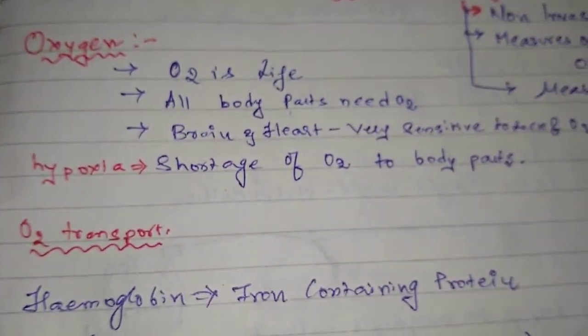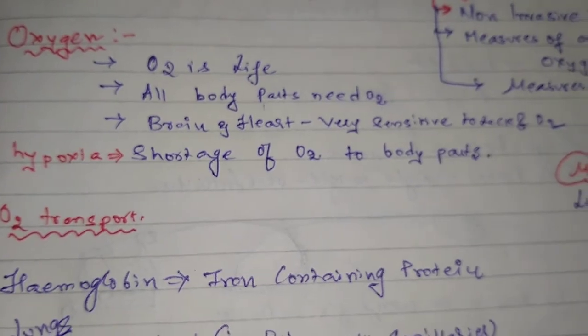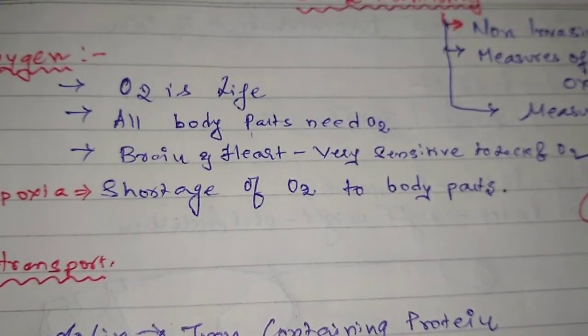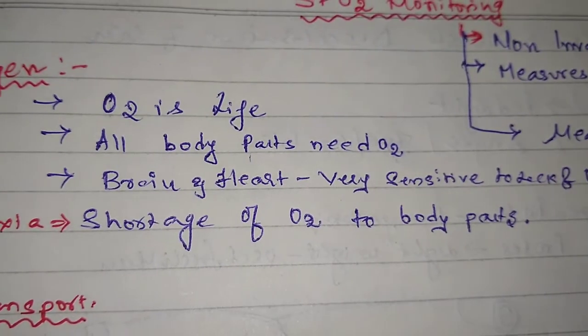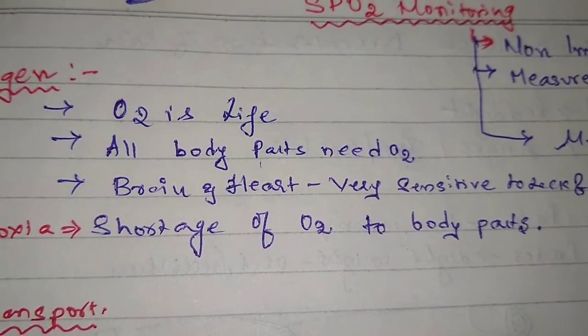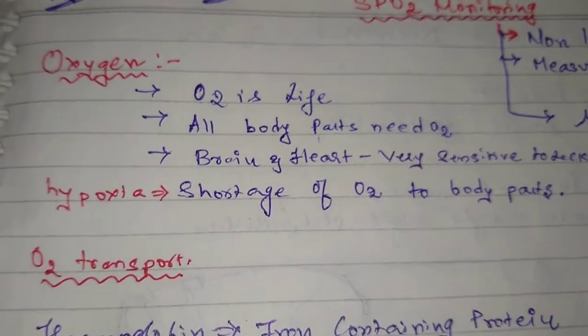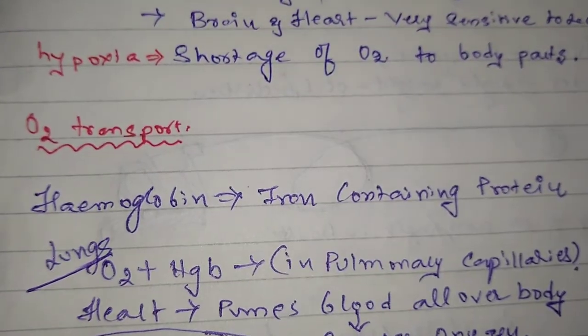Oxygen is life for human beings. All body parts need oxygen. The brain and heart are very sensitive to the lack of oxygen. Even 5 to 10 minutes of cut-off oxygen supply to the brain leads to brain death, so we should be very careful while providing oxygen to patients.